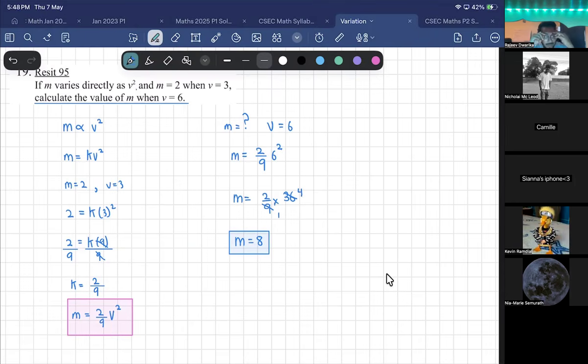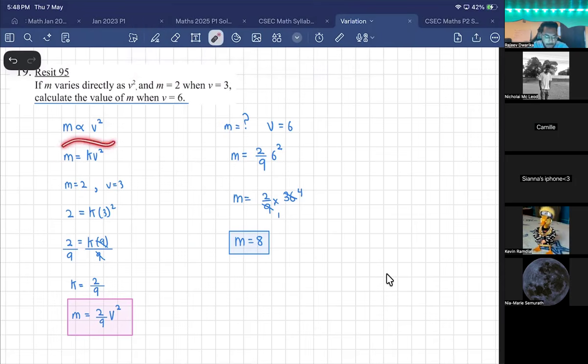Everybody else okay with this question? Yes, sir. So these steps are more or less the same for all of these questions. You come up with your equation, and you need to find K. To find K, you need a specific condition, like an example. So this is our example over here. M is equal to 2 when V is equal to 3. So you could plug that in to find K.